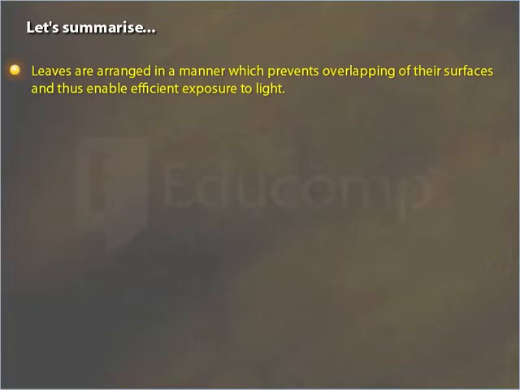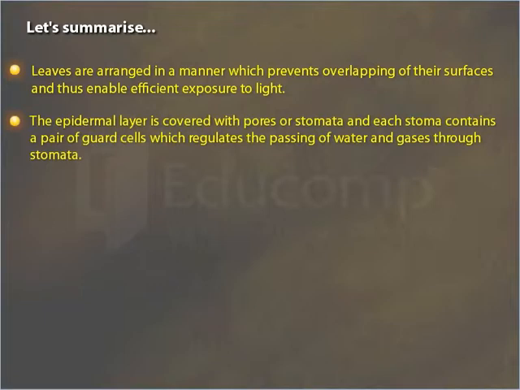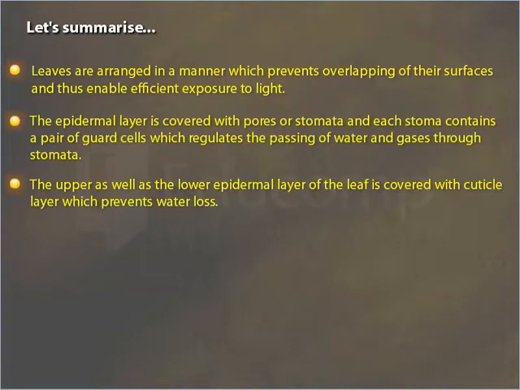Let's summarize. Leaves are arranged in a manner which prevents overlapping of their surfaces and thus enables efficient exposure to light. The epidermal layer is covered with pores or stomata, and each stoma contains a pair of guard cells which regulates the passing of water and gases through stomata. The upper as well as the lower epidermal layer of the leaf is covered with cuticle layer which prevents water loss.